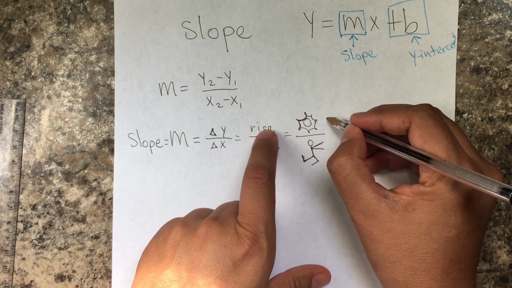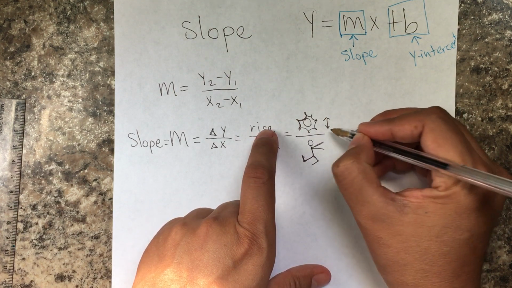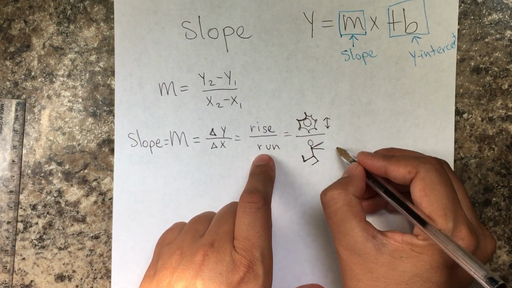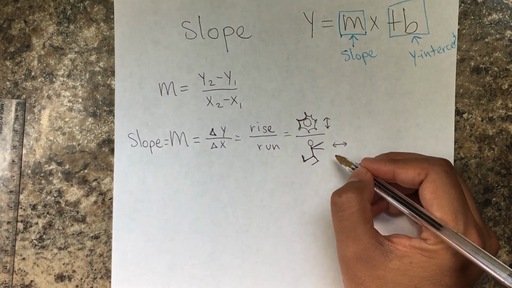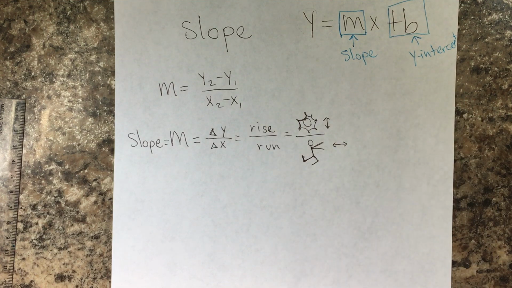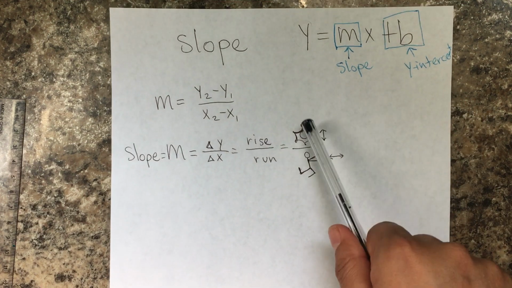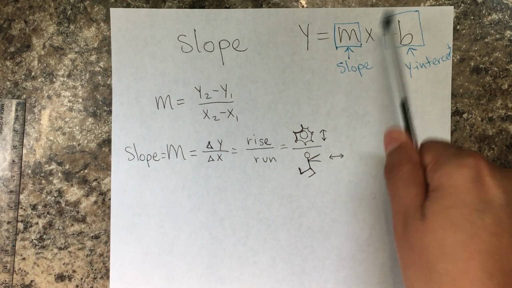Again, the rise, up when it's positive, down when it's negative. The run, you run to the right if it's positive, you run to the left if it's negative. Okay, so that's information that's going to help you. Again, that's the number next to the x.